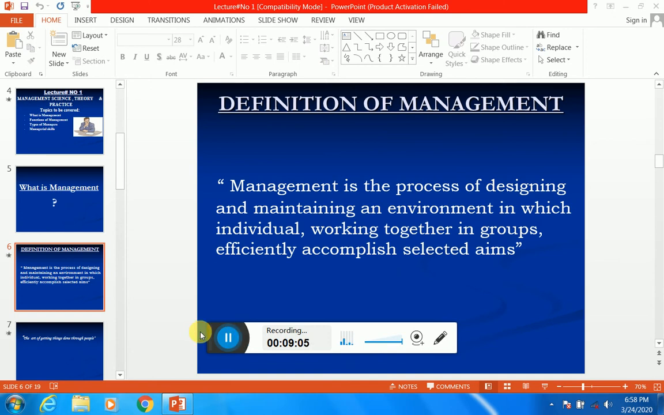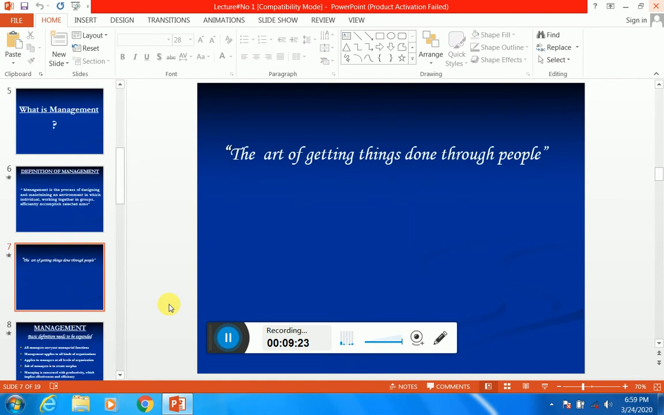So for more simplicity we can simply say that management is the process where a management provides a platform where various people come together for the achievement or attainment of selected aims or goals. Simply stated, it is the art of getting things done through people. It means that management is simply a skill with the help of which managers get things done through other people within a setup. Why do they do this? Because they have some selected targets.